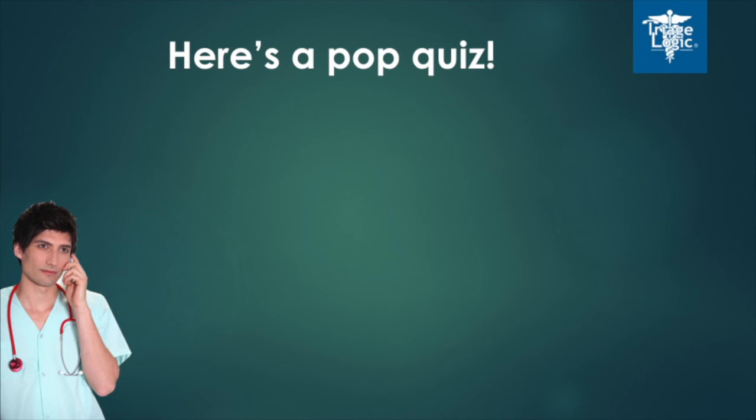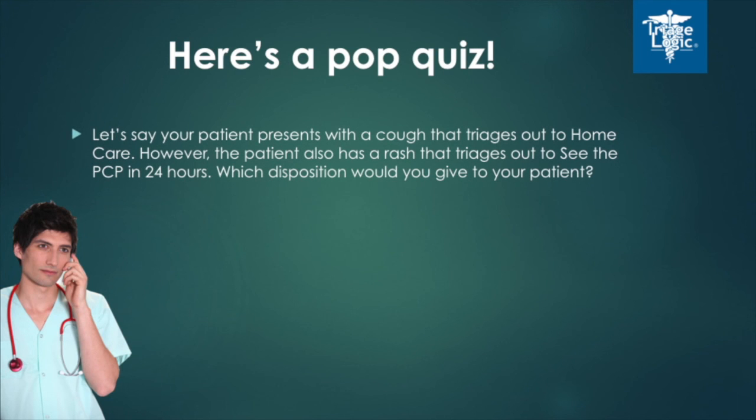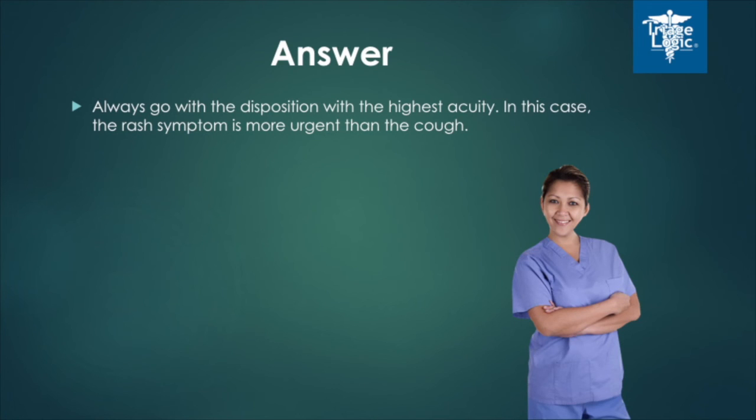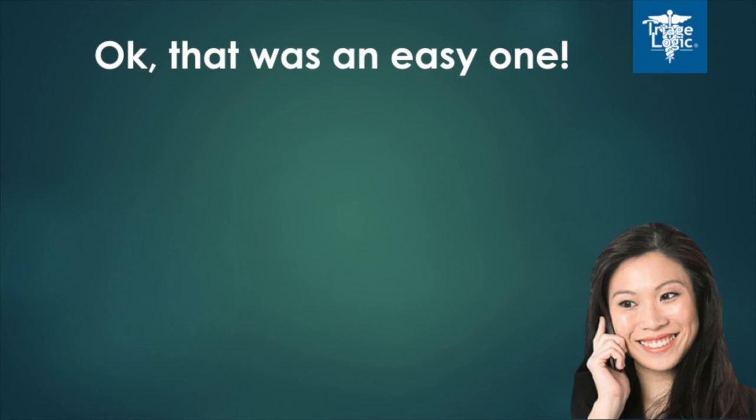Ready for a pop quiz? Let's say your patient presents with a cough that triages out to home care and a rash that triages out to see their doctor in 24 hours. Which disposition would you give to your patient? Always go with the disposition with the highest acuity. In this case, the rash symptoms are more urgent than the cough. Okay, that was an easy one.